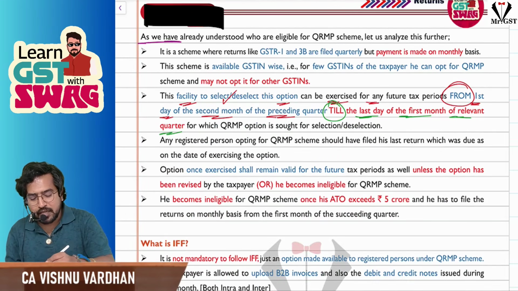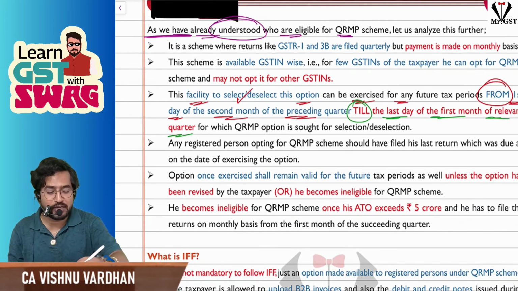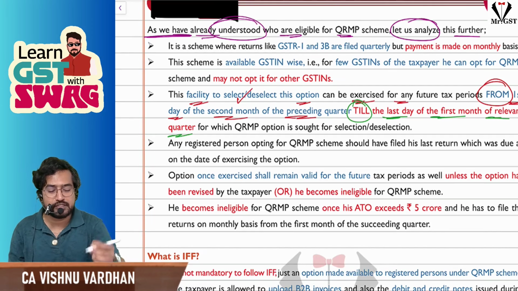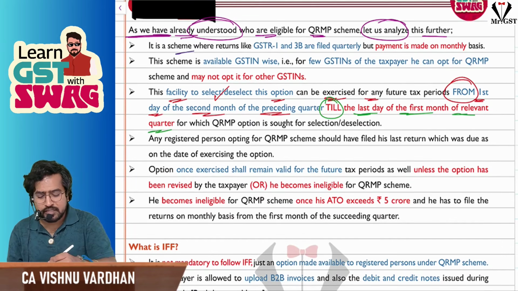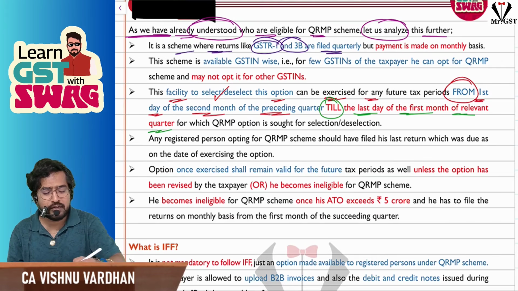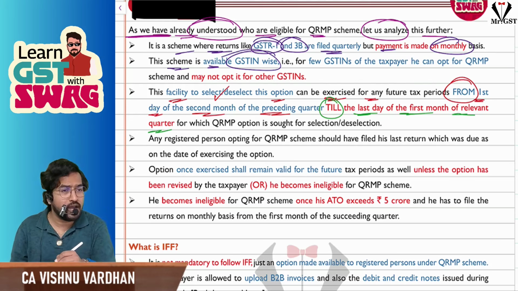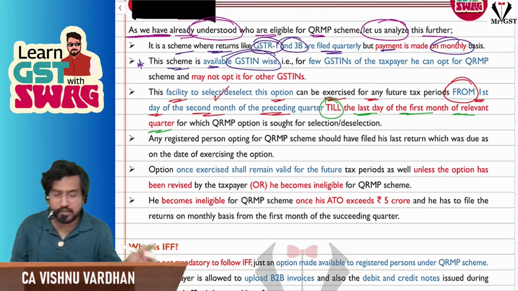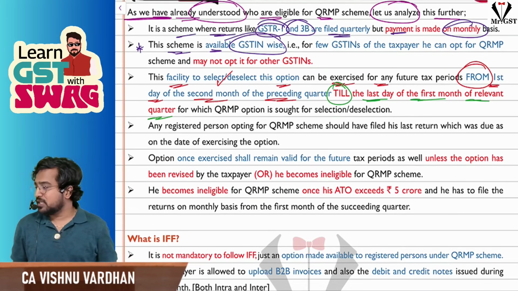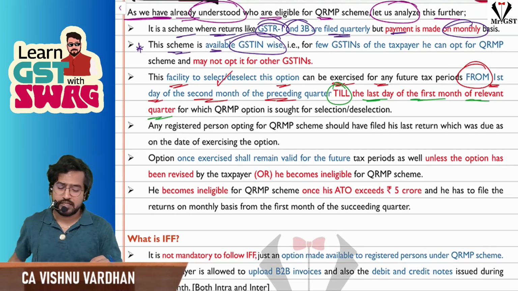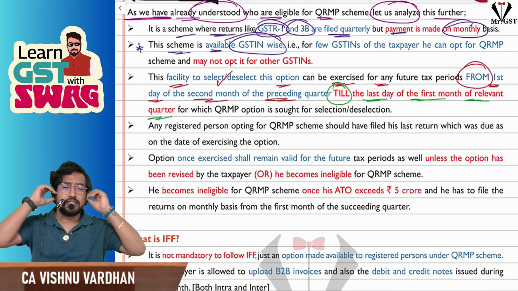Look at this line. As we have already understood who is eligible for the QRMP scheme, let us analyze this further. These points are like a cakewalk for you. This scheme, where returns GSTR-1 and 3B are filed quarterly but payment is made monthly, is available GSTIN wise. This is something important which you should recognize. For a few GSTINs of a taxpayer, he can opt for the QRMP scheme and may not opt for it for other GSTINs.